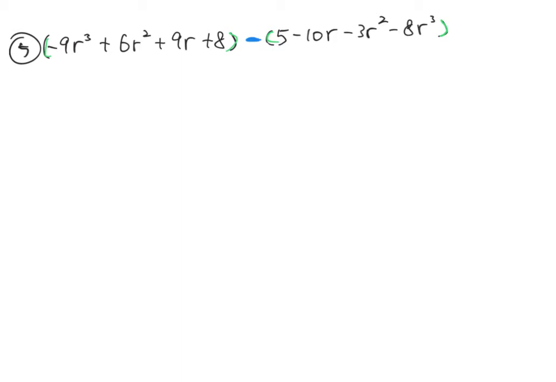In this part, we will work on the same polynomial as the last page, but we will use the vertical form. For the vertical form, we should first find out the like terms, the same way: r cubed like terms, r squared like terms, r like terms, and the last is the constant term. So we write the vertical form with all the like terms up and down.